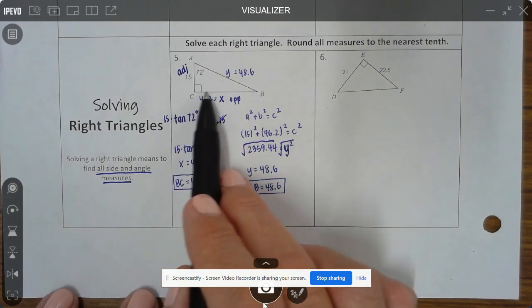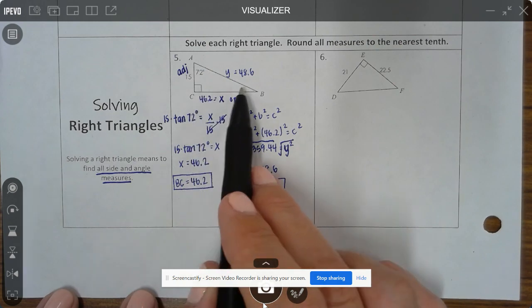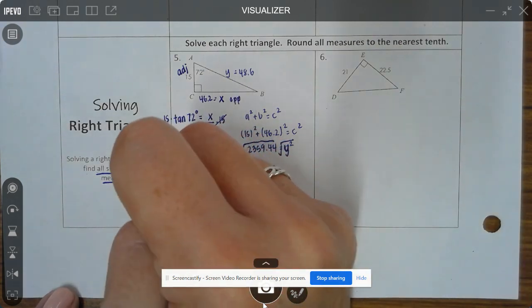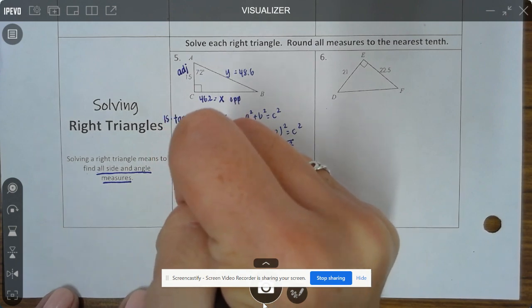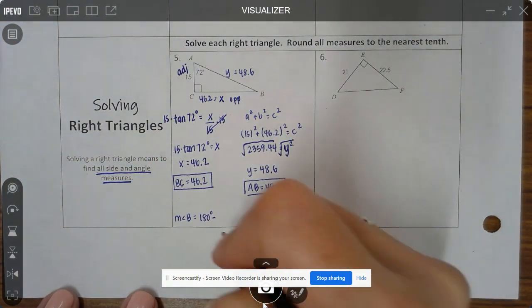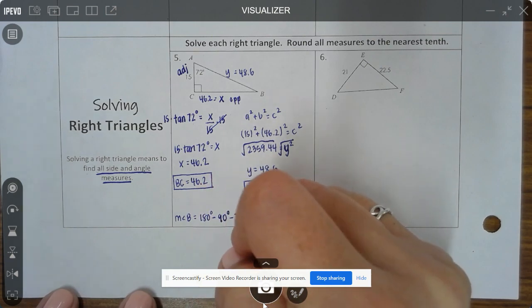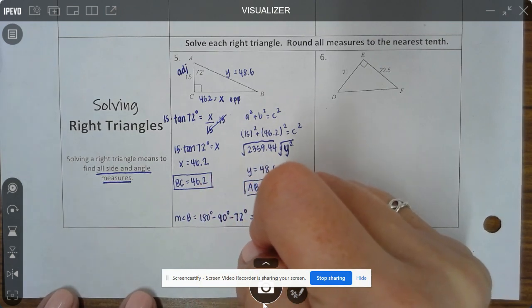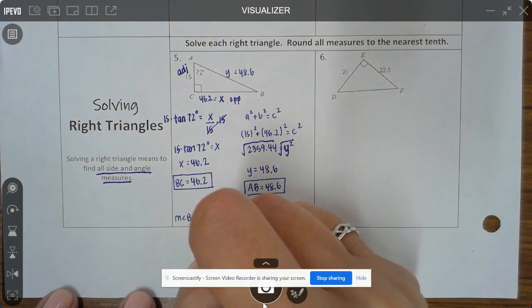The nice thing is I know that the total measures of a triangle add up to 180 degrees. So if I have two of them, I can just use some subtraction to find out what the measure of angle B would be. So my total is 180, and then I can subtract out what I know about my 90-degree angle and my 72-degree angle. And I think that leaves me with 18 degrees. So the measure of angle B would be 18 degrees.